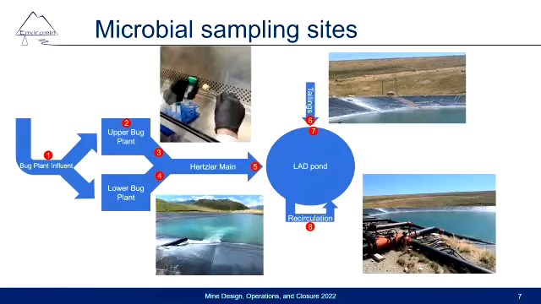So we sampled in a few places here. I've simplified things for my own good, so I know what I'm looking at here. So we looked at the bug plant influent. We looked at media in that MBBR in the upper bug plant. Effluents from both of the bug plants, the upper and lower. And then way out at the ranch, we had a look at, that's down here, this is the outflow from the bug plant into the LAD pond.